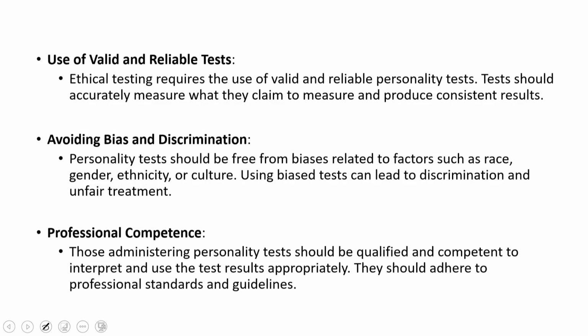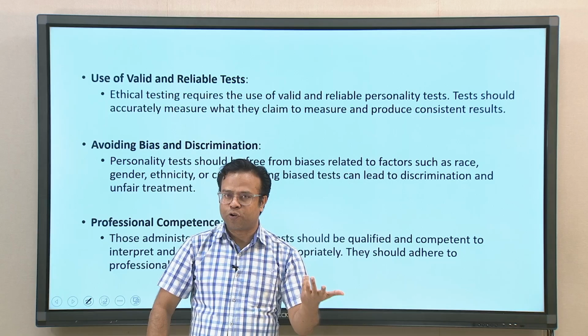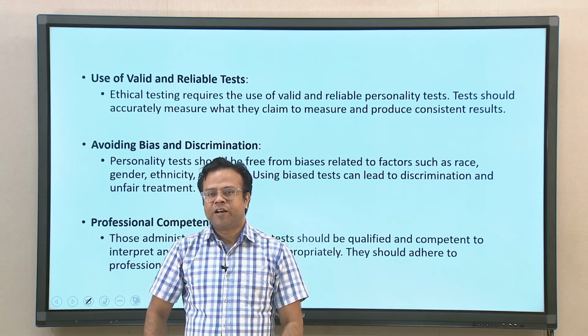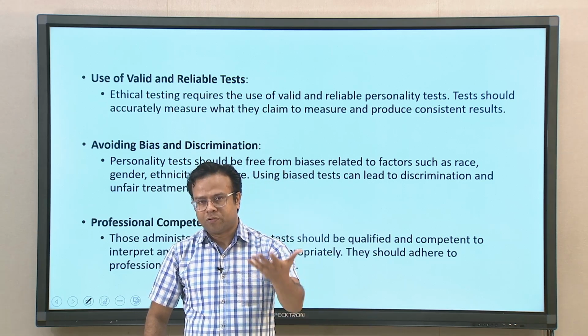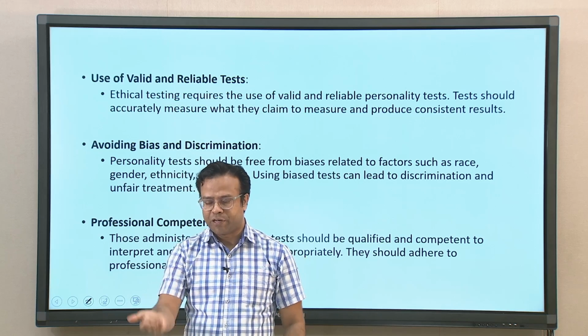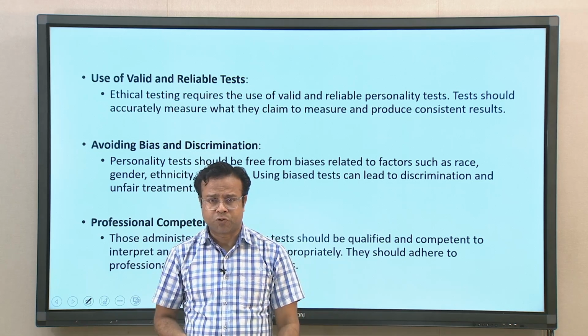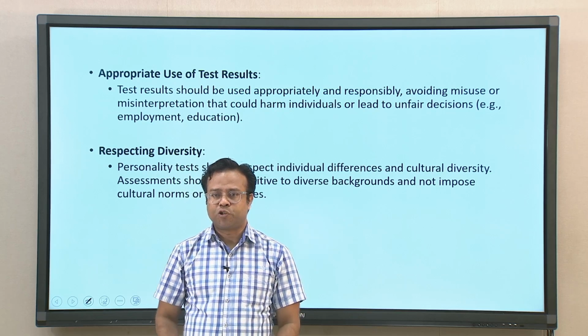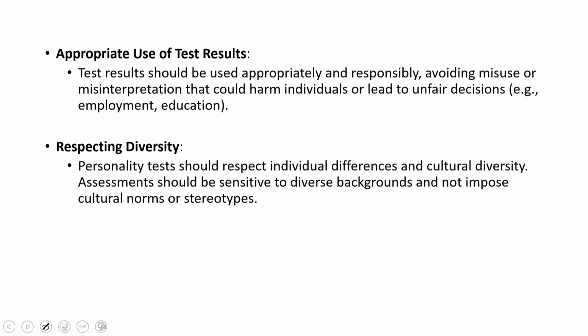One should avoid biases and discrimination. As we said, even great scientists could also be biased if they have very strong prejudices. Professionally competent people, who are qualified, should use these tests and interpret them. These all come under ethical issues. And test results should also be appropriately and responsibly used, and should not be misused. One should also respect the diversity of people, their cultural background, ethnicity and so on, which should also be properly taken into account, and to understand and also judge whether a test is sensitive enough to capture those differences or not.